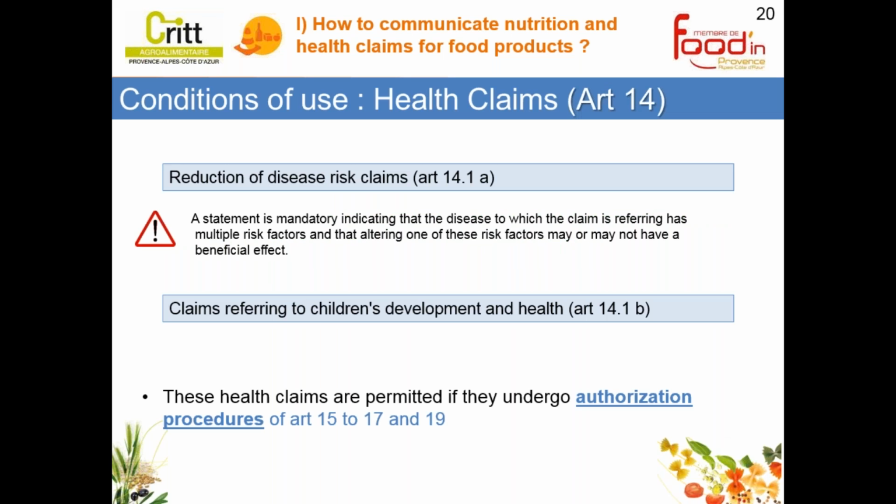For reduction of disease risk claims, a statement is mandatory in the presentation or advertising indicating that the disease to which the claim is referring has multiple risk factors and that altering one of these risk factors may or may not have a beneficial effect. For these reduction of disease risk claims and claims referring to children's development and health, an application for authorization must be submitted and sent to the national competent authority of a member state, which will inform the European authority, and the European authority will inform the other member states and the Commission. Some guidelines exist from the Commission concerning the preparation and presentation of the application.